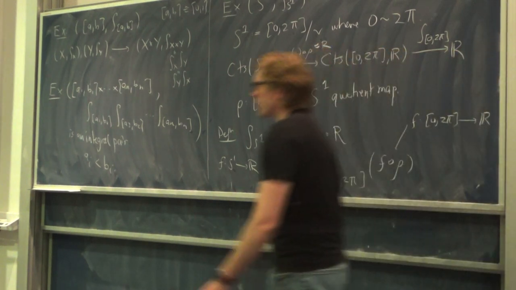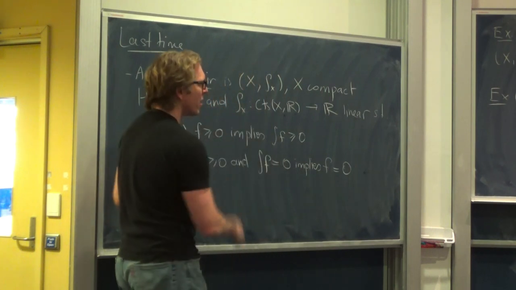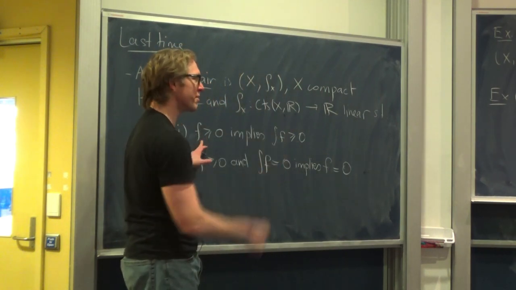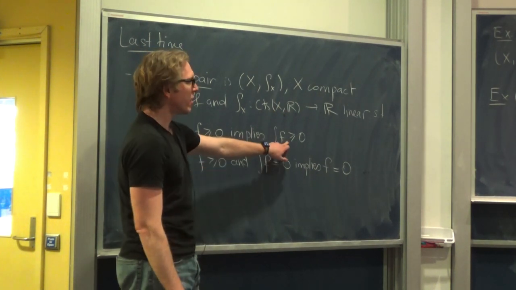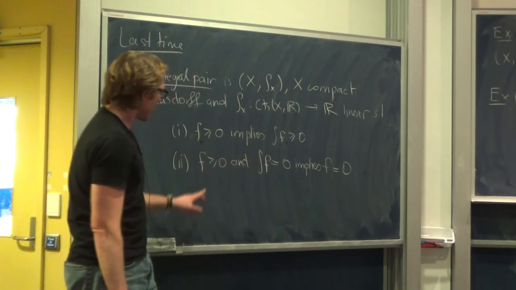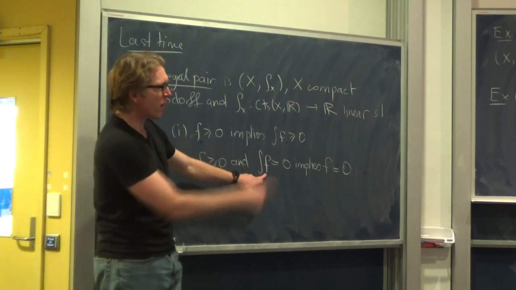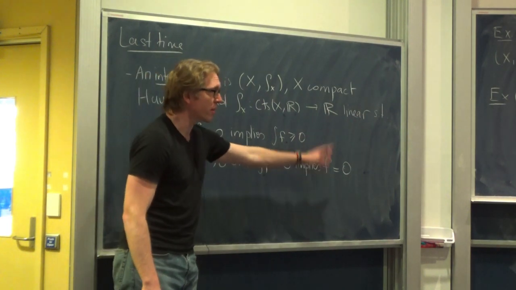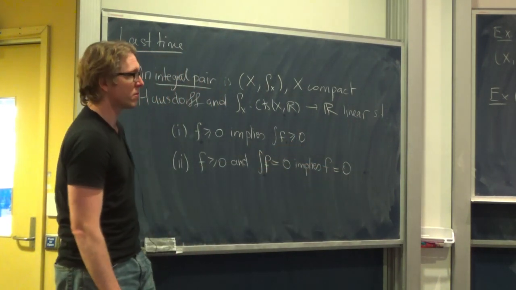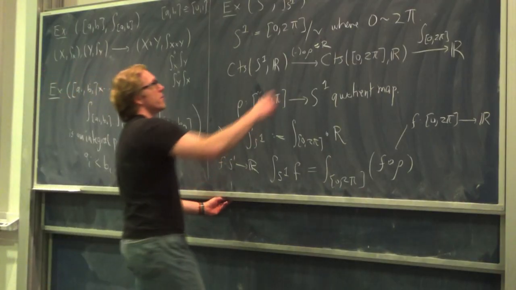So let's see why it satisfies the hypotheses. Well, suppose my original function f was non-negative. Well, then f circle rho must also be non-negative. So by the fact that the Riemann integral gives you an integral pair, that integral is non-negative. If I had a function on the circle which was non-negative, whose integral was 0, then the function f circle rho would be 0 on the interval, and therefore 0 everywhere on the interval, and therefore f must have been 0 on the circle. So that's an integral pair.